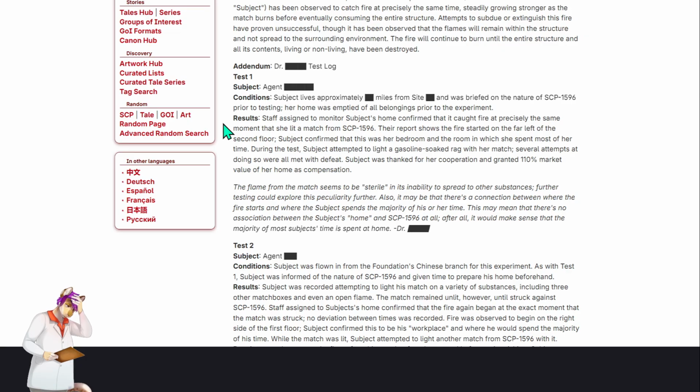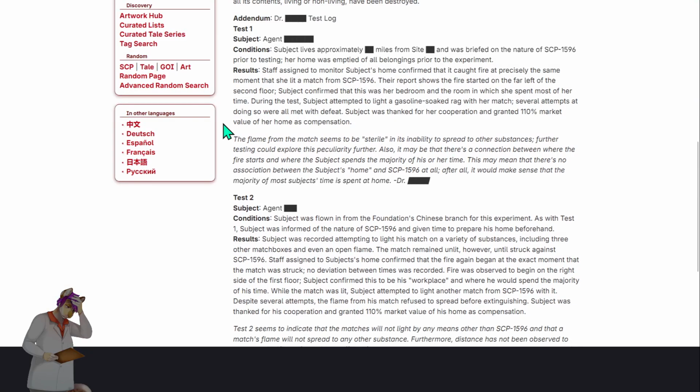The subject was Agent Somebody. The conditions: the subject lives approximately blank miles from site somewhere and was briefed on the nature prior to testing. Her home was emptied of all belongings prior to the experiment. Results: staff assigned to monitor the subject's home confirmed that it caught fire at precisely the same moment she lit a match from 1596. The report shows the fire started on the far left of the second floor. Subject confirmed that this was her bedroom and the room in which she spent most of her time.